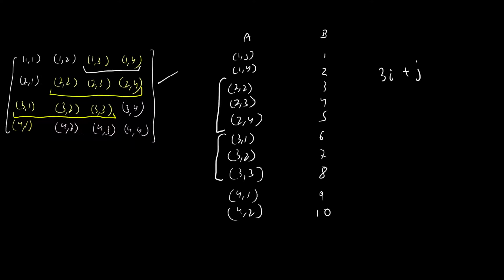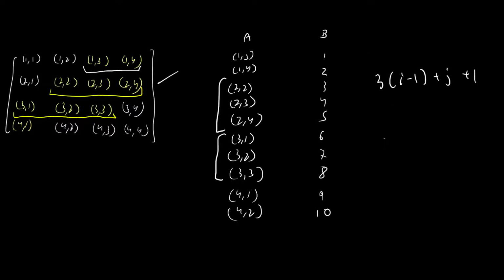So for 2 comma 2, we get 3. For 2 comma 3, we get 4. For 2 comma 4, we get 5. So let us tweak this. I believe the formula was r times i minus 1 plus j. So in this case also we can use 3 times i minus 1 plus j plus 1 to be an index. For 2 comma 2, let's check it out.